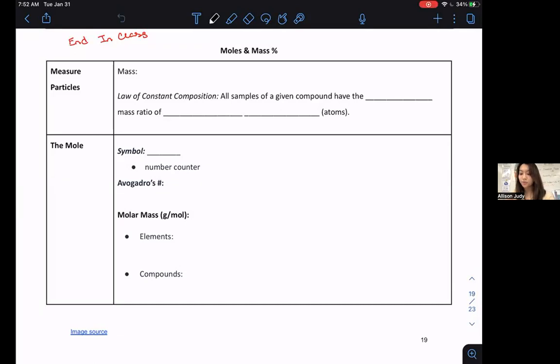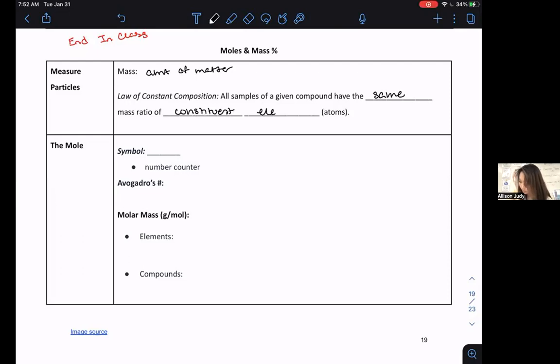Okay. So first and foremost, we have to remind ourselves how we measure particles. Don't forget that particles are considered mass, and we consider mass as the amount of matter. And so we have a law that goes with this, called the law of constant composition: that all samples of a given compound have the same mass or amount of matter ratio of constituent elements, or elements that are used to form it, right?